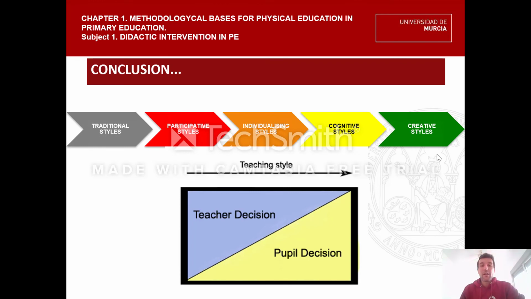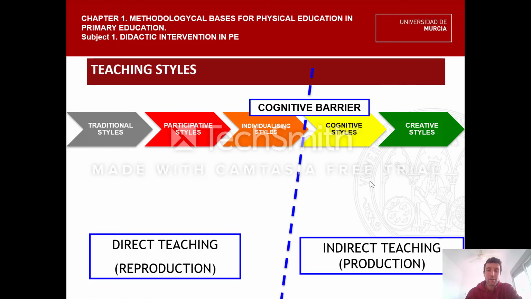So this is the summary. Remember traditional style, participative, individualizing, cognitive style, creative style. The role of the students is bigger in these teaching styles. The autonomy of the students is growing, okay, and the cognitive barrier that divides direct and indirect teaching.